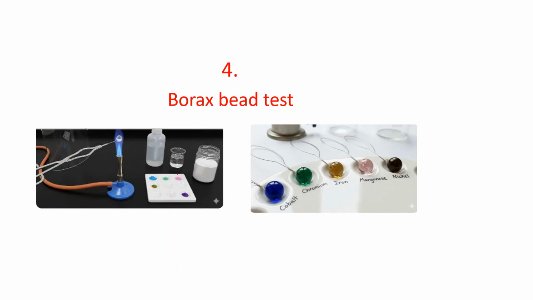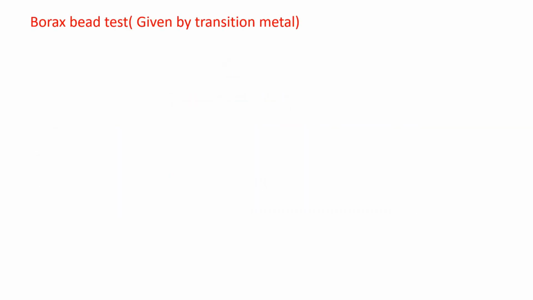Now coming to the borax bead test. The borax bead test is given by transition metal cations. So, if your salt is colored, only then should you perform the borax bead test. Otherwise, if the salt is colorless, there is no need to perform the borax bead test. Now, what is borax? Borax is Na2B4O7 with 10 water of crystallization.